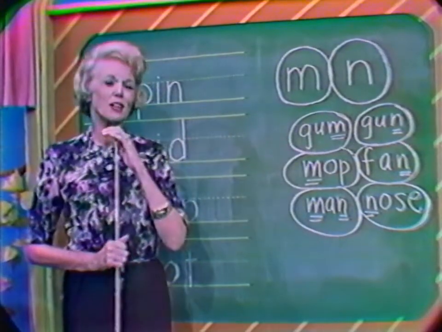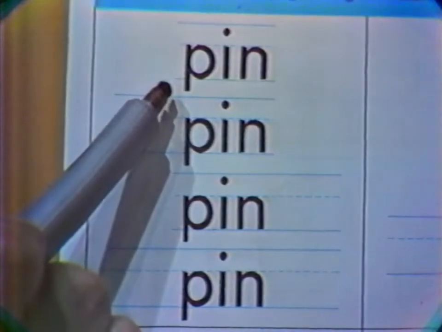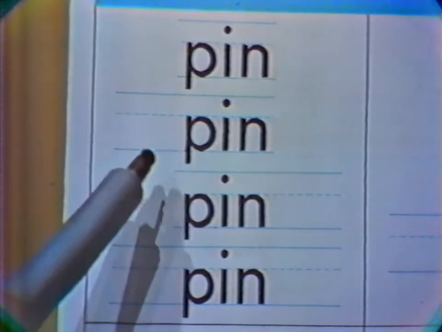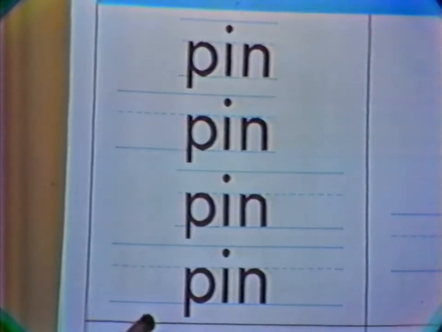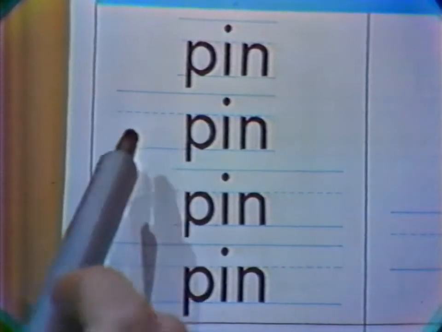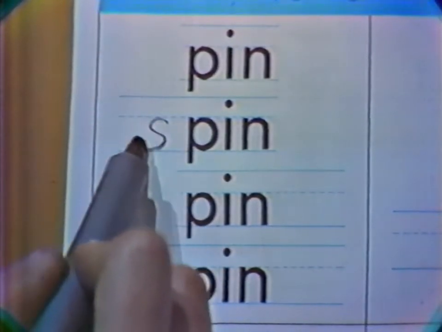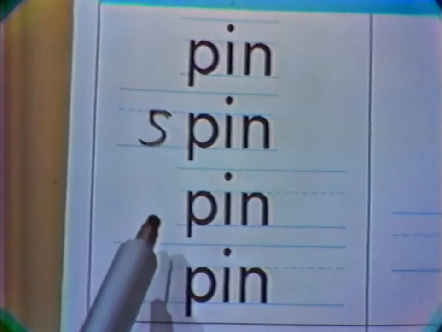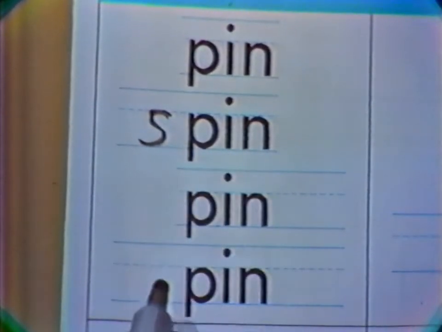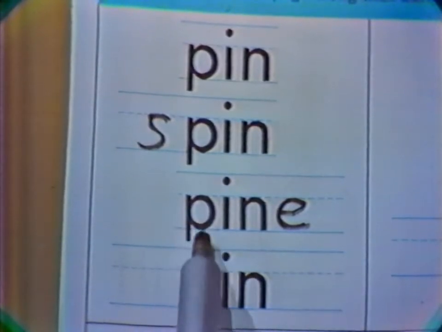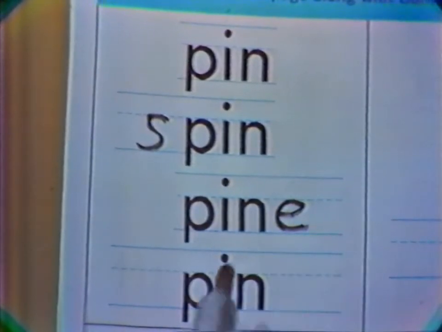Now here is a word we know. It is P-I-N, pin. And here it is again. Pin, pin. But look what we can do to build some more words. Put an S in front, and we have built a new word: spin. And if we put an E on the end, silent E makes the other vowel in the word say its own name. And the other vowel is I, so we get pine.